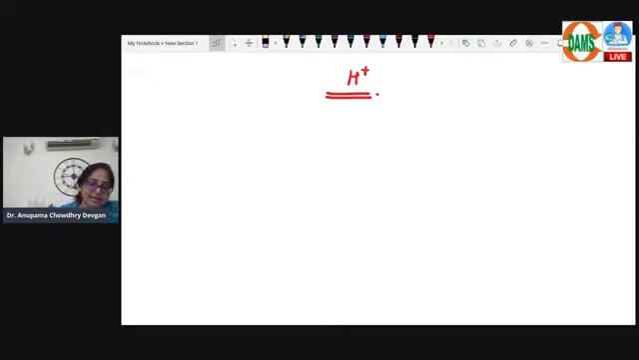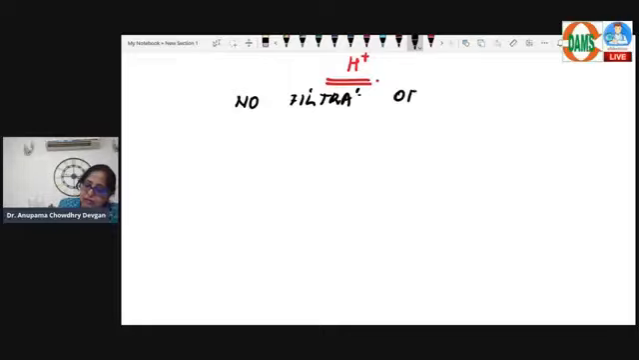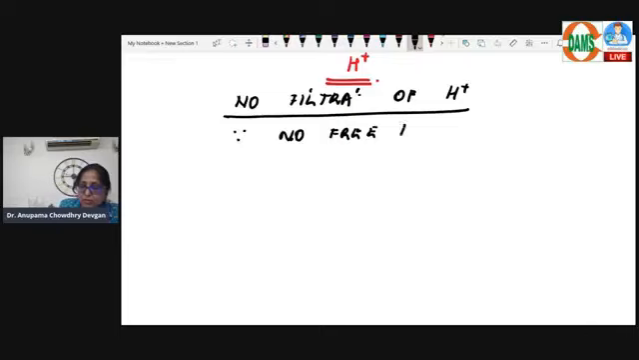Okay, now how does the kidney handle H plus? As far as H plus handling by the kidney is concerned, please remember, even though H plus is a very small ion, there is no filtration of H plus. Why is there no filtration of H plus? Because there is no free H plus. All the H plus which is present in the plasma will be buffered by the bicarbonate or by the proteins.